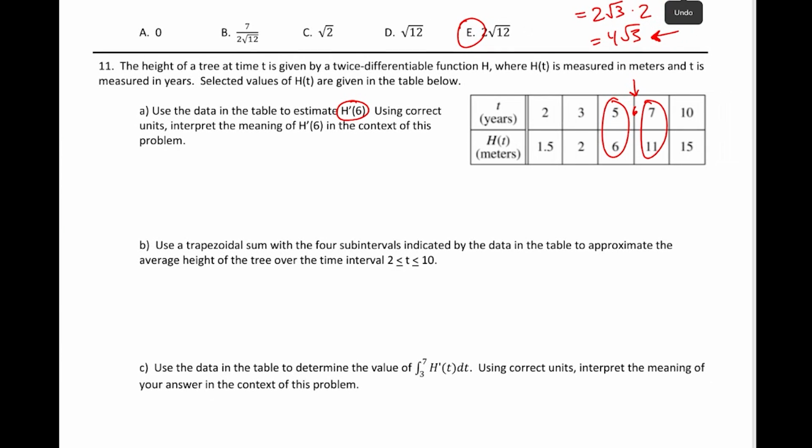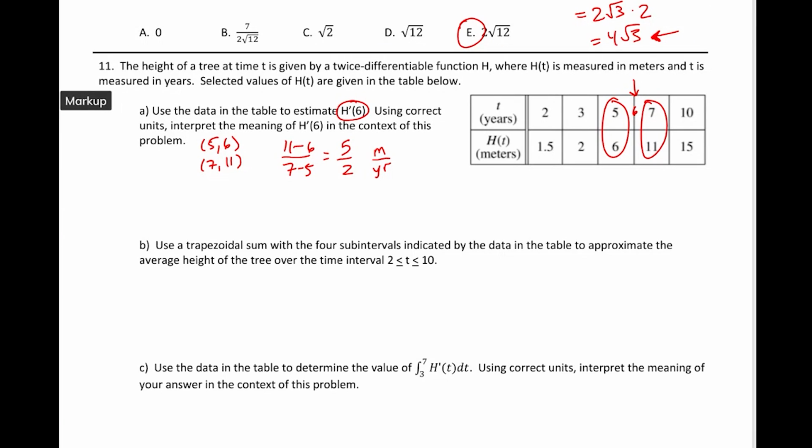7, 11. So I'm going to write those 2 points down, 5, 6, 7, 11. I'm going to use those 2 points to estimate the slope at t equals 6. So I've got 11 minus 6 over 7 minus 5. That's going to be 5 over 2. So 5 over 2 meters per year, okay, because h is measured in meters and t is measured in years. Okay, so we've got the answer.